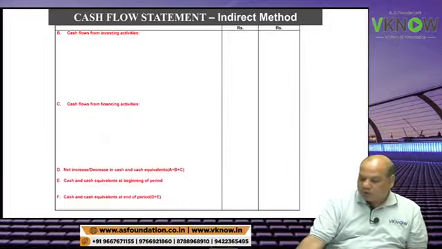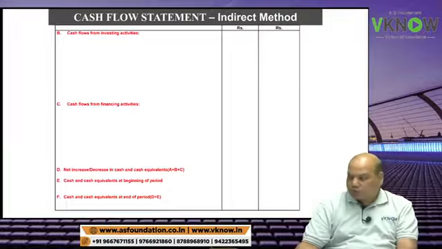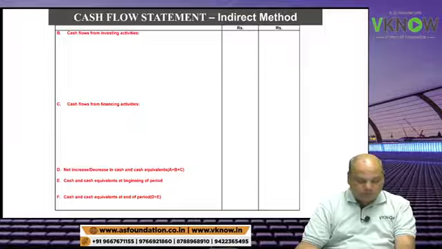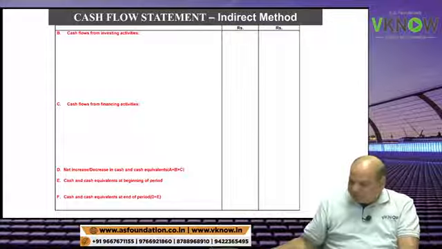After that, write down point number B, cash flow from investing activities. Keep 8 lines blank.